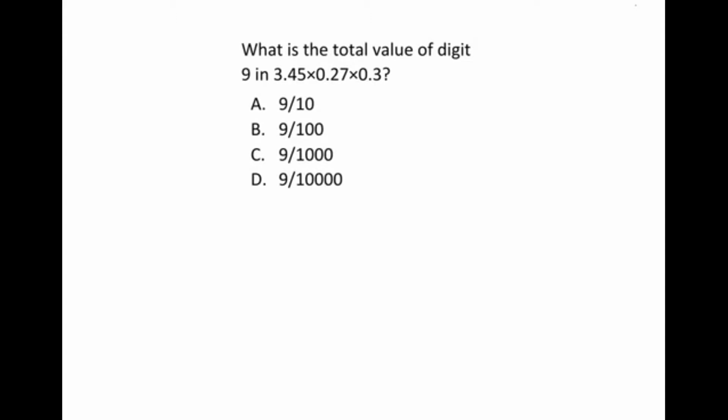What is the value of digit 9 in 3.45 times 0.27 times 0.3? We have 3.45 times 0.27 times 0.3. So here we have 2 decimals. Here we have 2 decimals again. Then for 0.3 we have 1. This gives us a total of 5 decimal points.